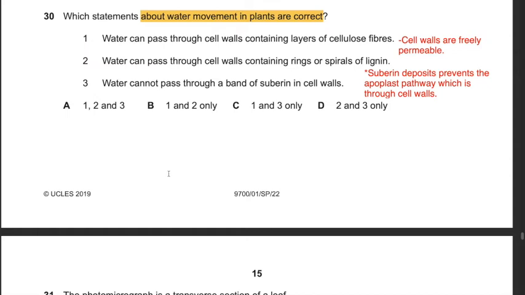Therefore, water cannot pass through at all if there is a band of suberin in the cell walls. Therefore, the answer should have 3 in it, and 1 and 2 are also correct because cell walls are freely permeable, and since 1 and 2 both talk about movement through cell walls, yes, water movement does occur through the cell walls. Therefore 1, 2 and 3 are correct, leaving us with the answer being A, 1, 2 and 3.